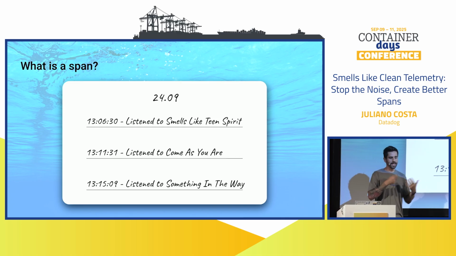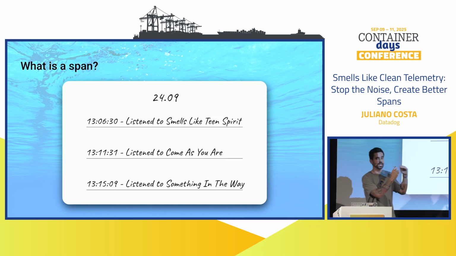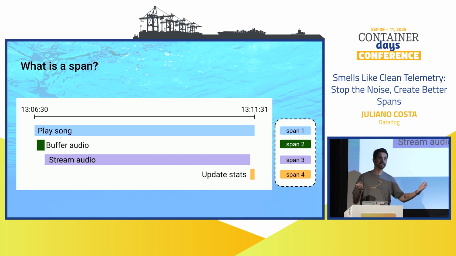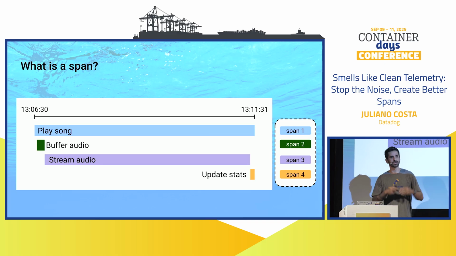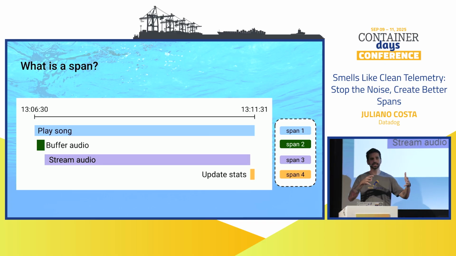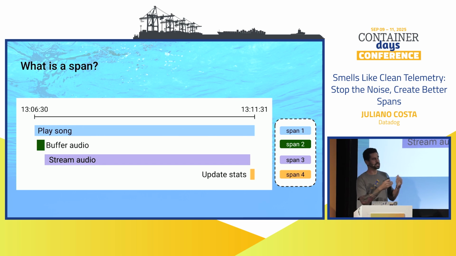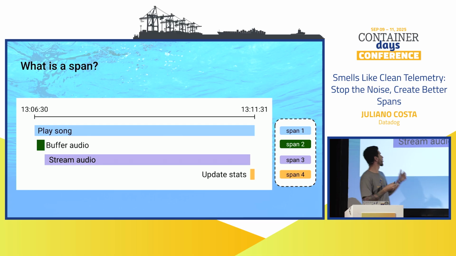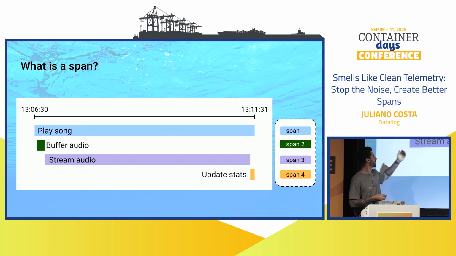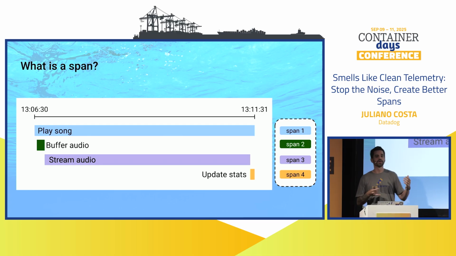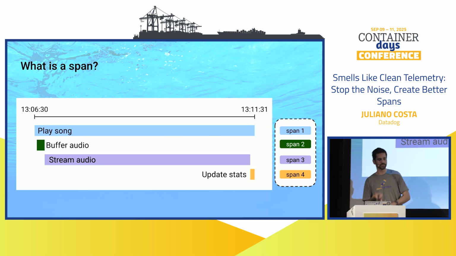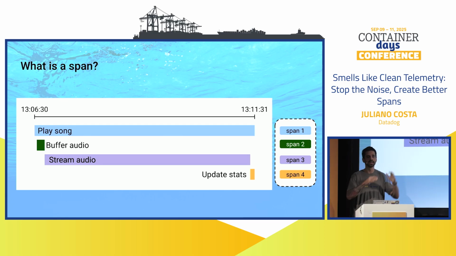So we could take each one of those logs and expand into what we call a trace. So a trace is basically composed by spans. Each row here is a different span, and each span is a unit of work within this transaction. So we have the transaction of playing the song. Within this transaction, we have the buffer audio, we have the stream audio, and we have the update stats. And all of them are connected because there are some connections between them.